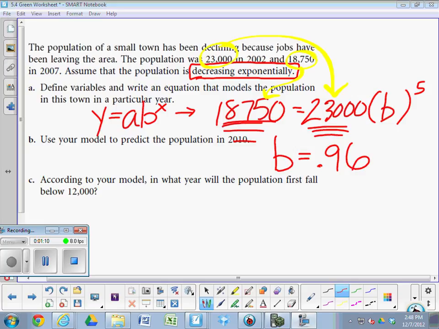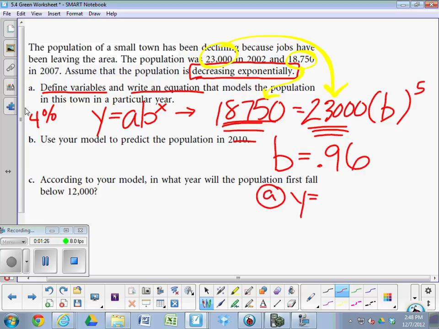Some students wrote that there was a 4% change. That's good, an average change of 4%. Still doesn't answer the question. It says, define variables, write an equation. So here's how I would answer A.